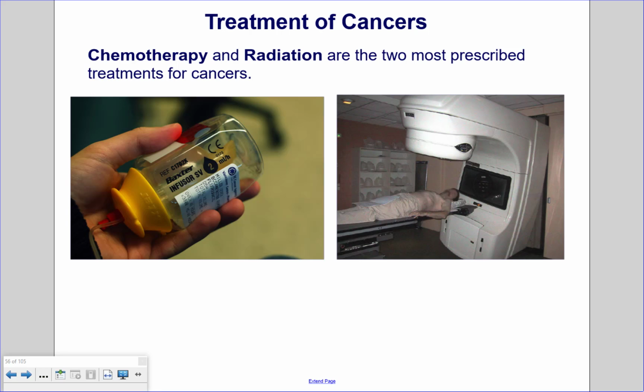Treatment of cancers. Chemotherapy and radiation are the two most prescribed treatments for cancers. In the diagram on the left, we see a bottle of a drug that will be infused into a patient as chemotherapy treatment. And in the diagram on the right, we see a patient undergoing radiation treatment.